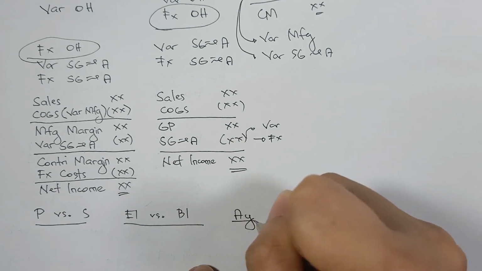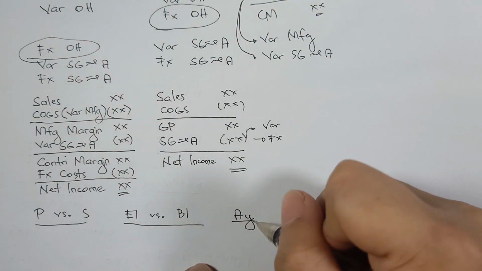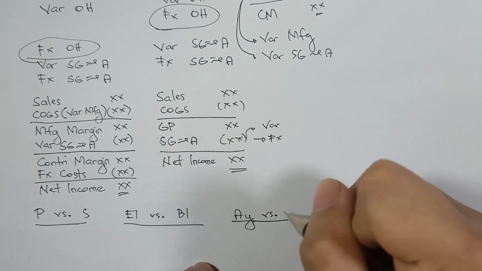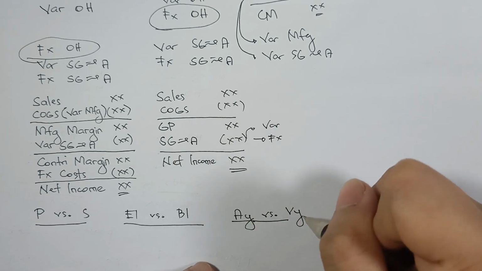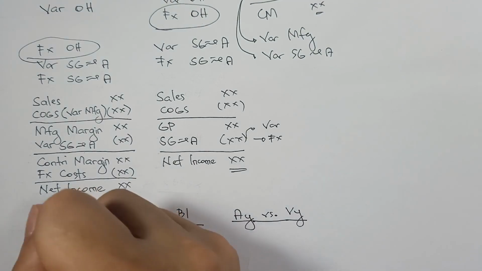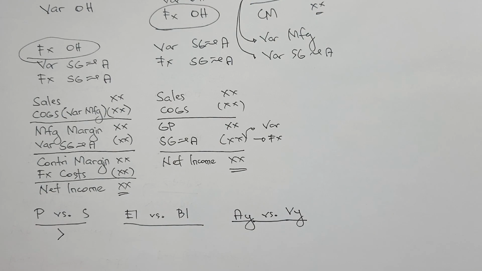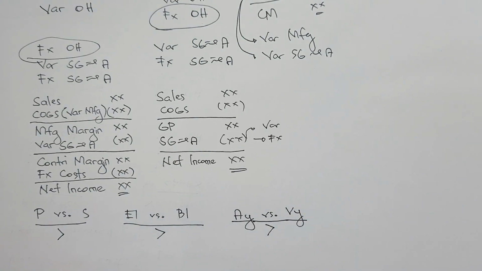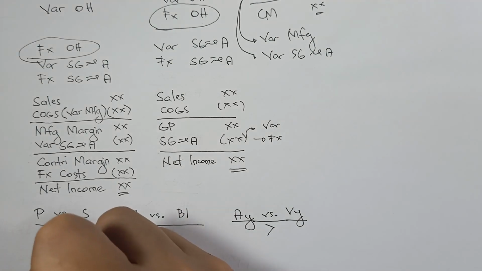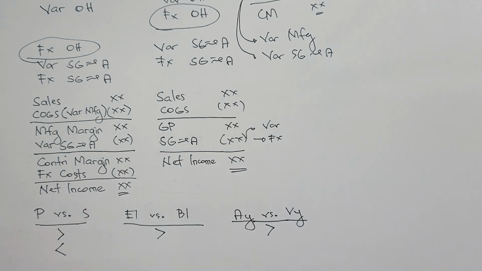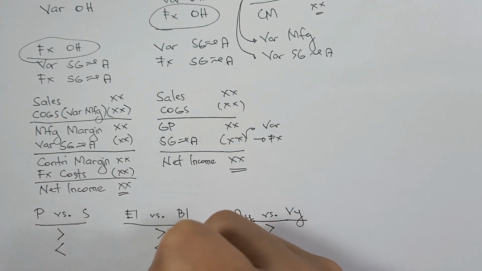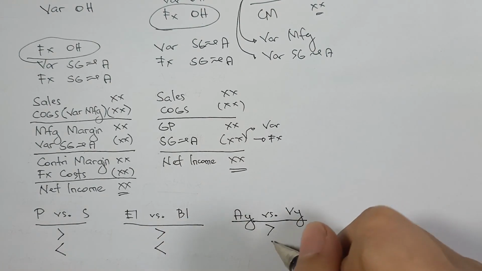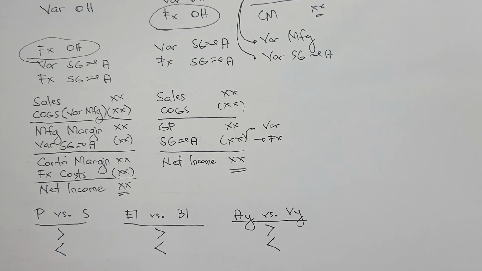Absorption income, the symbol for income in economics is Y, that's why I use Y here, versus the variable income. So, if production is higher than sales, expect that ending inventory is higher than the beginning inventory. And if that is the case, expect as well that absorption income is higher than the variable income. Next, if production is less than sales, expect that the ending inventory is lower than the beginning inventory, and lastly, absorption income is lower than the variable income.